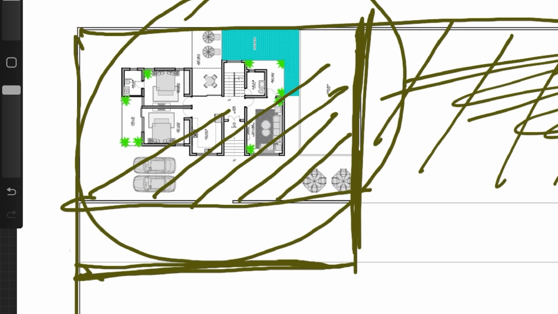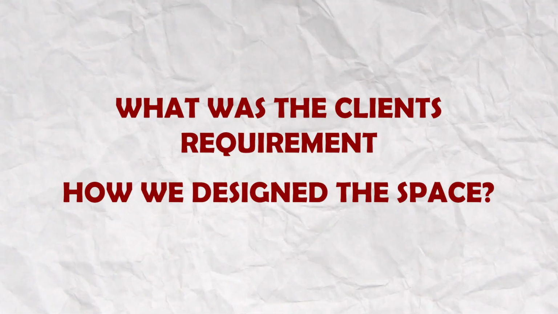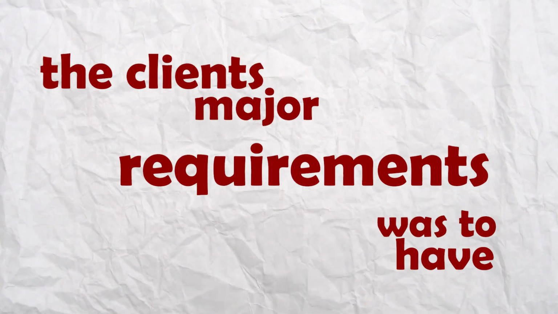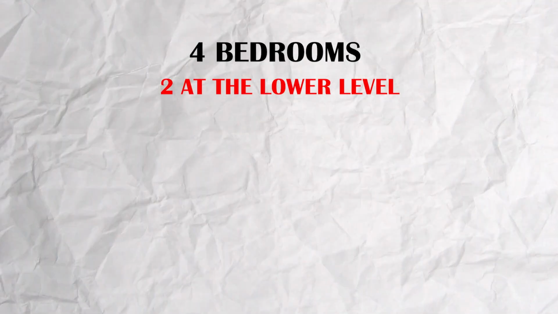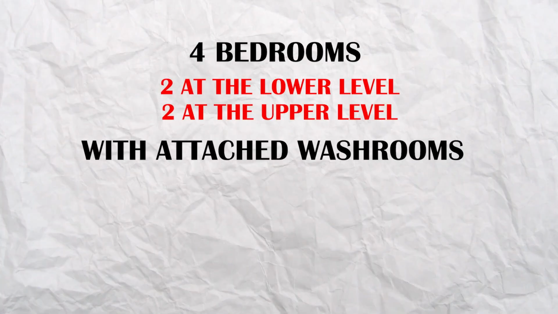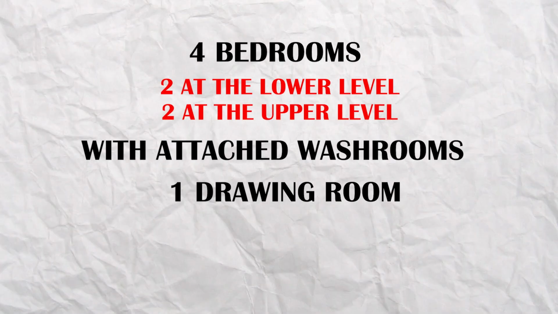So I'm going to discuss this floor plan with you all. I'm going to share what was the client's requirement and how we designed the space. The client's major requirement was to have 4 bedrooms, 2 at the lower level and 2 at the above level with attached washrooms, 1 decent sized drawing room and 1 kitchen.